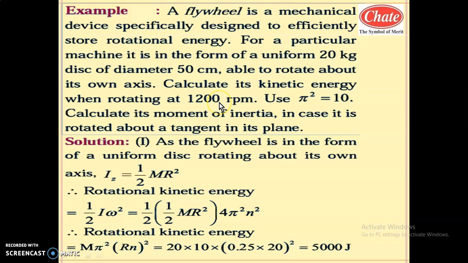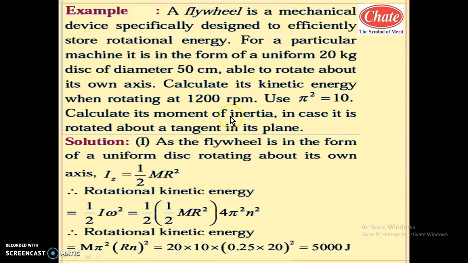To convert this frequency in rps into omega, angular speed or angular velocity, we have to multiply by 2 pi. So 2 pi into n. n should be in rps. 2 pi n, that is the equation. That is the way to get the omega. Use pi square equal to 10. Calculate its moment of inertia.